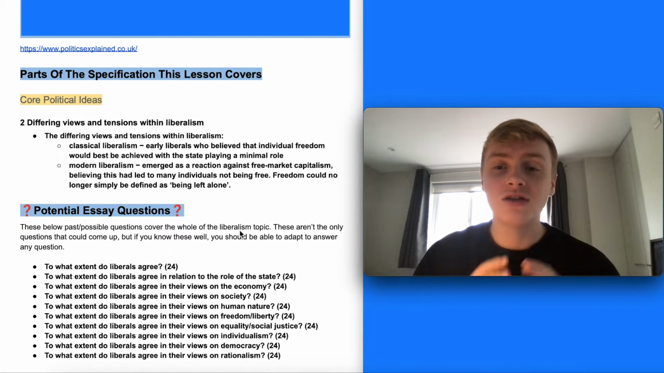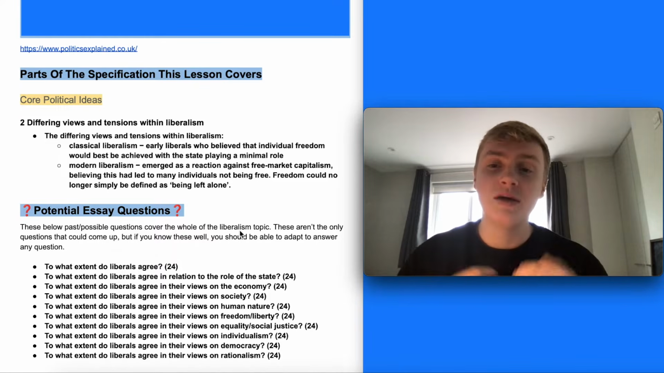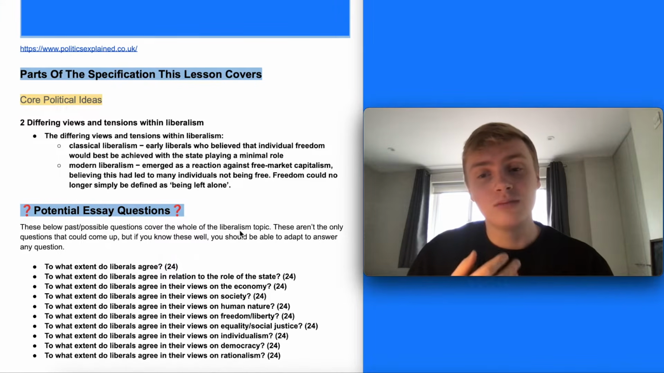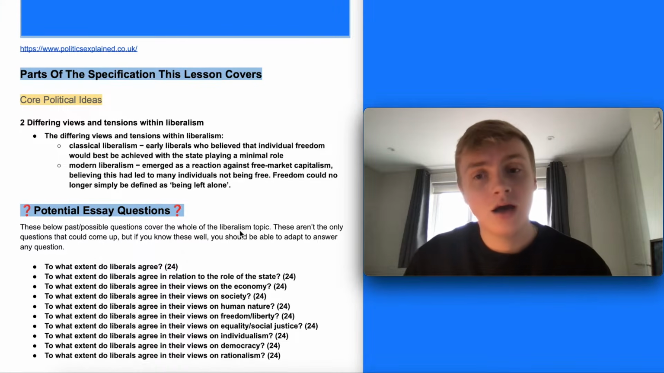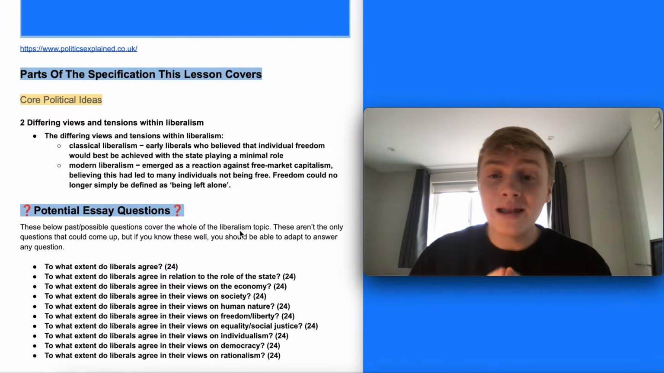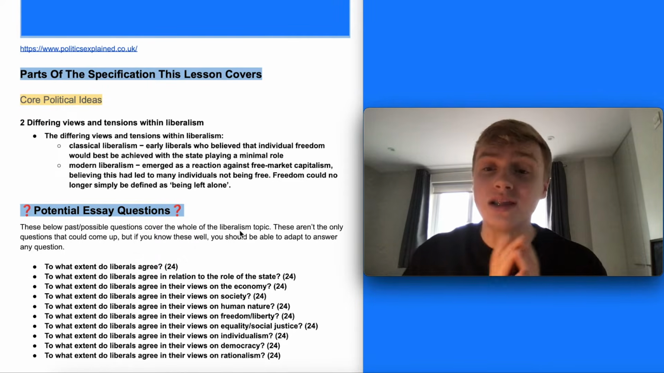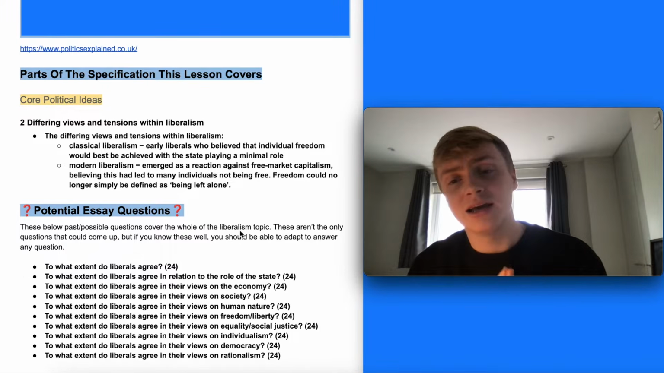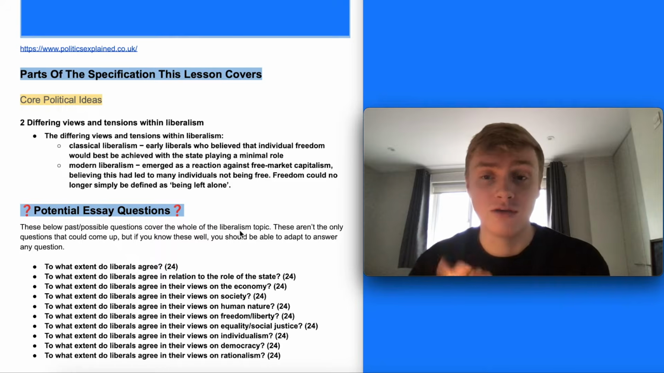I'm going to start by looking at the development of liberalism over time, from the emergence of liberalism to classical liberalism to modern liberalism. I'm then going to look at the key agreements and principles within liberalism, as well as the key tensions and disagreements between the strands. And then finally, I'm going to look at the key thinkers and their ideas.